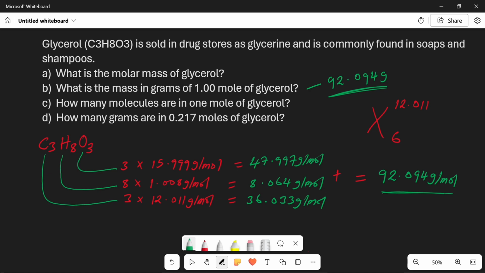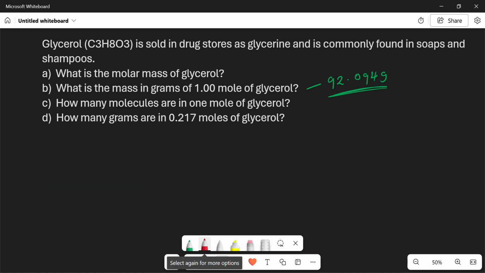For example, if we have carbon to have a molar mass on the periodic table of 4.011 grams per mole, that's its mass in 1 mole. All right. So that's how that one is solved. We can proceed to the next one.